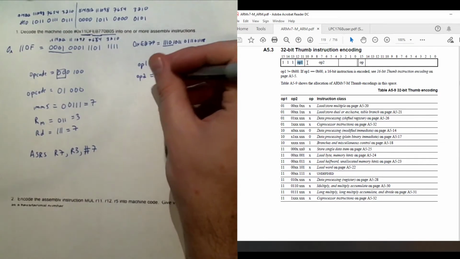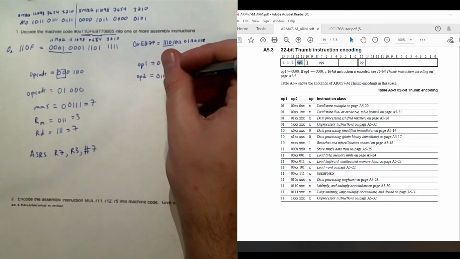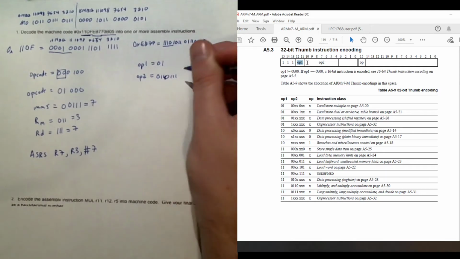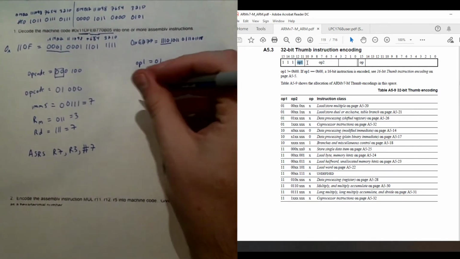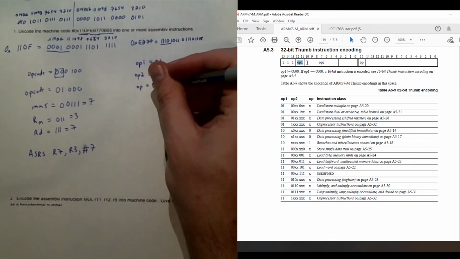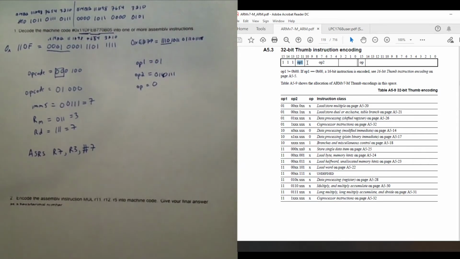Or 0, 1, sorry, 0, 1, 1, 0, 1, 1, 1. So that's the next 7 bits here. And then op is going to be bit 15. In this case, that's going to be 0. So now I can look at my table and see what this matches.